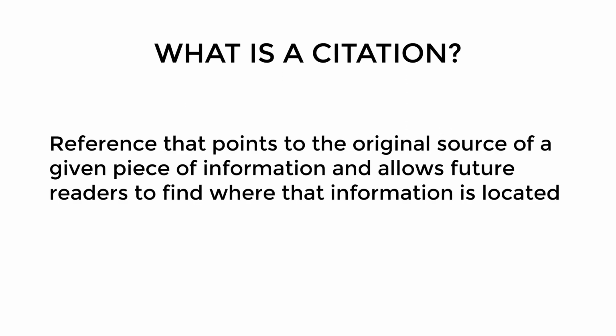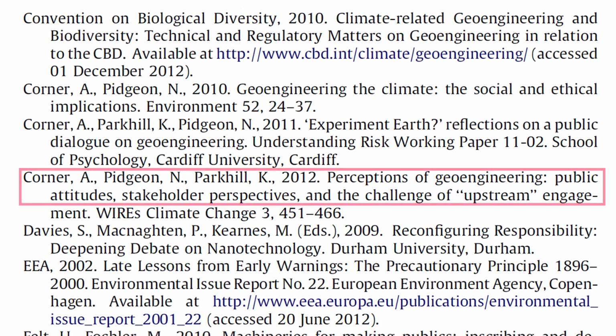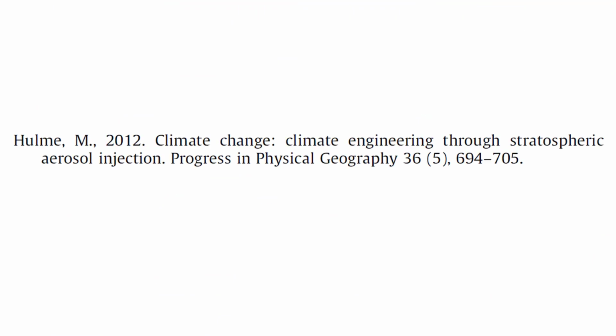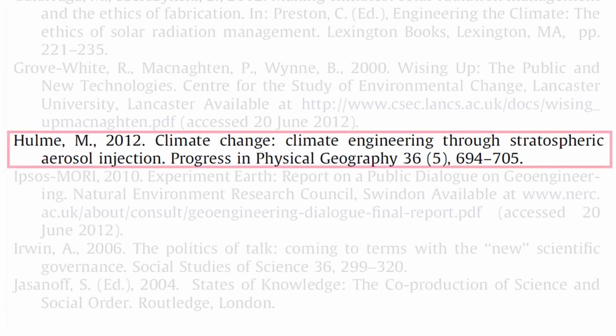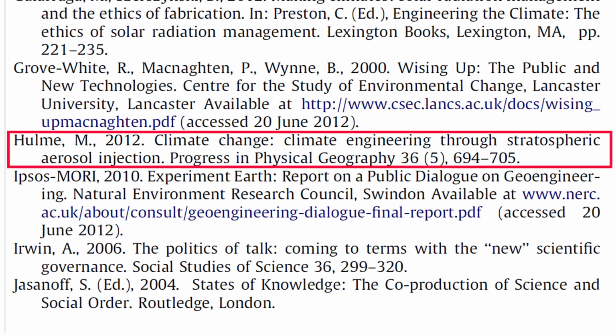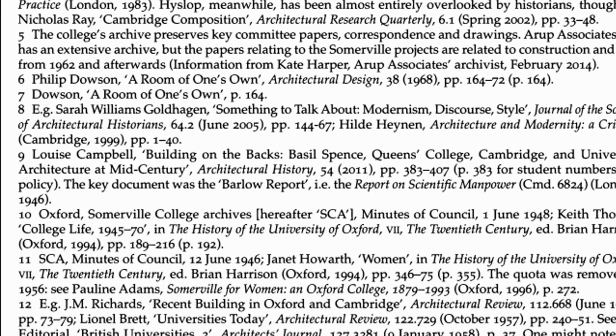For research purposes, you can think of a citation as a specifically styled reference that points to the original source of a given piece of information and allows readers of your work to find where that information is located. Citations have two distinct parts that work together, the full citation and the in-text citation. The full citation is where you place all of the information needed to identify what the source is and where to find it. The full citation is located in one of two places, at the end of the document in what is typically called the bibliography, reference list, or works cited section, or it is found at the bottom of a page as a footnote.